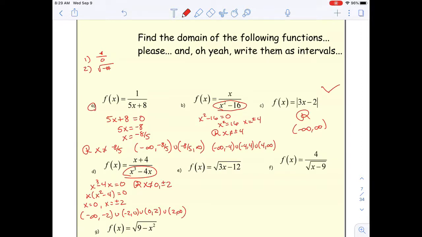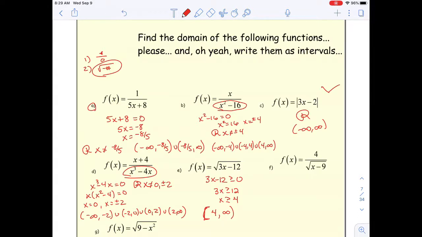The next problem, we have a square root now for the first time. And we know that that can't be a negative number inside, so we know that 3x minus 12 has to be greater than or equal to 0, which means 3x is greater than or equal to 12, and x is greater than or equal to 4. So we write that in interval notation, and that means x can be all numbers greater than or equal to 4, so from 4 to infinity with a bracket.